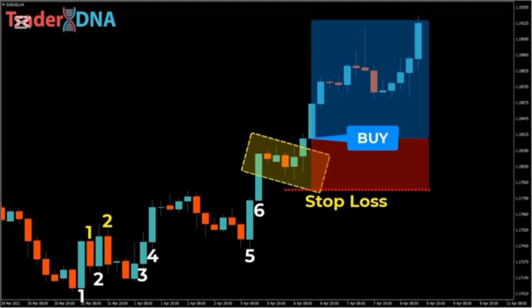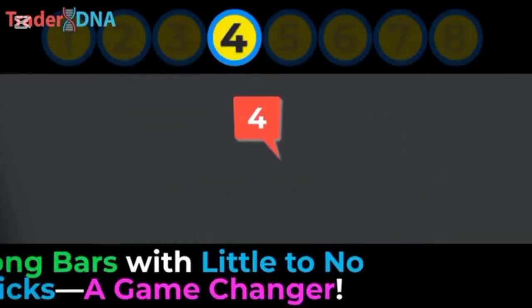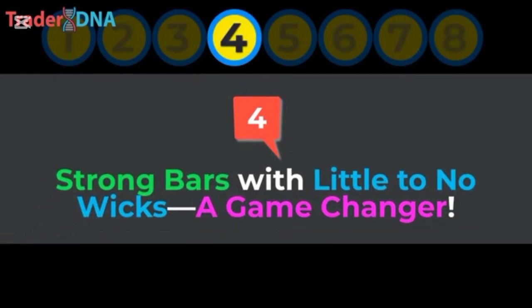This is the power of trend bar trading. It puts you in sync with the market, allowing you to ride strong trends with confidence and maximize your profits. 4. Strong bars with little to no wicks. A game changer. This is a major signal of urgency in the market.